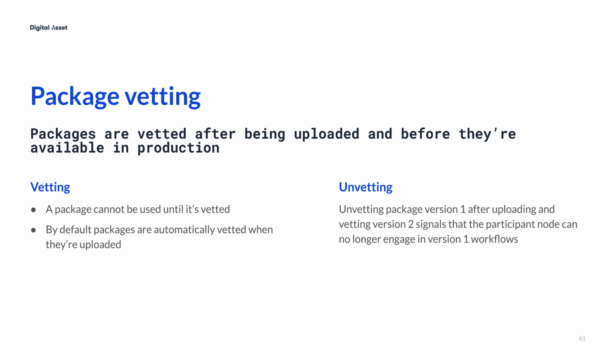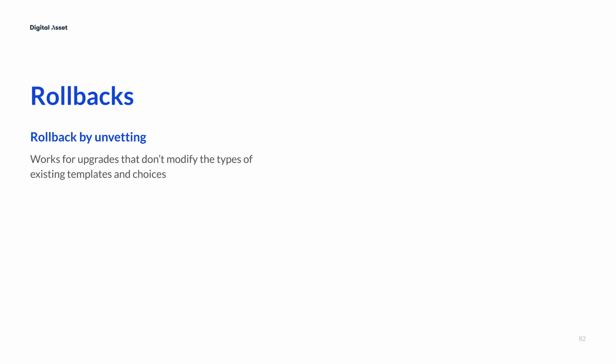The packages can also be unvetted. For example, unvetting package version 1 after uploading and vetting version 2 signals that the participant node can no longer engage in version 1 workflows, which completes the upgrade process. If an upgrade needs to be rolled back, for upgrades that don't modify the types of existing templates and choices, this can be done by unvetting version 2 of the DAR package.